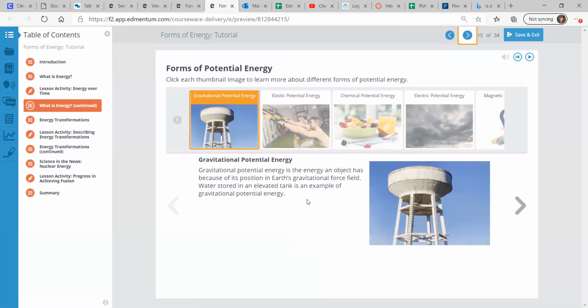Now we can look at the forms of potential energy. We talked about gravitational potential energy. That is the energy an object has because of its position in Earth's gravitational force field. Water stored in an elevated tank is an example of gravitational potential energy.